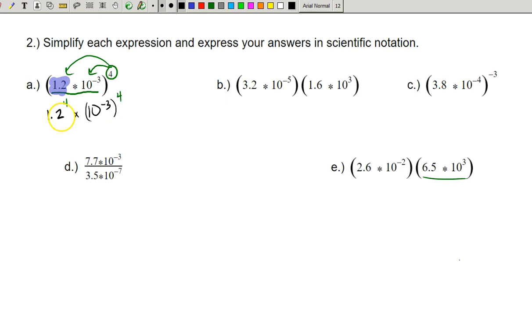So 1.2 raised to the 4th, I'm going to have to use a calculator on that. That's going to give me 2.0736. But then I can use my exponent properties. For the second part, what is 10 to the negative 3 raised to the 4th? I know that this is times 10, and that's a power of a power. So this is to the negative 12th, because I'm going to multiply. So there's my answer for that first one.